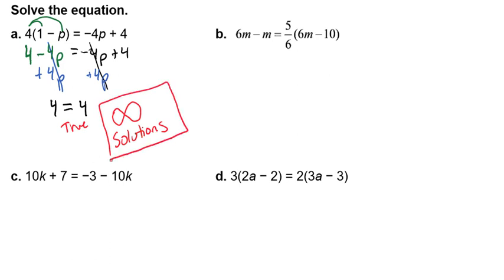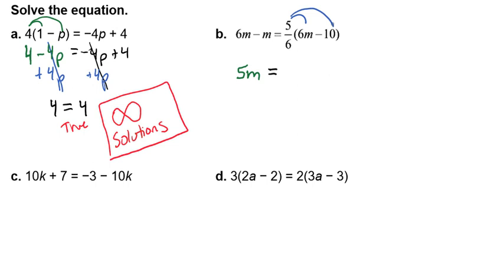All right, let's go to letter B. Here we have 6m minus m equals 5/6 times the quantity 6m minus 10. So I'm going to go ahead and start by combining my like terms on my left side, and that's going to give me a 5m, and then I'm going to distribute my 5/6 on the right side.